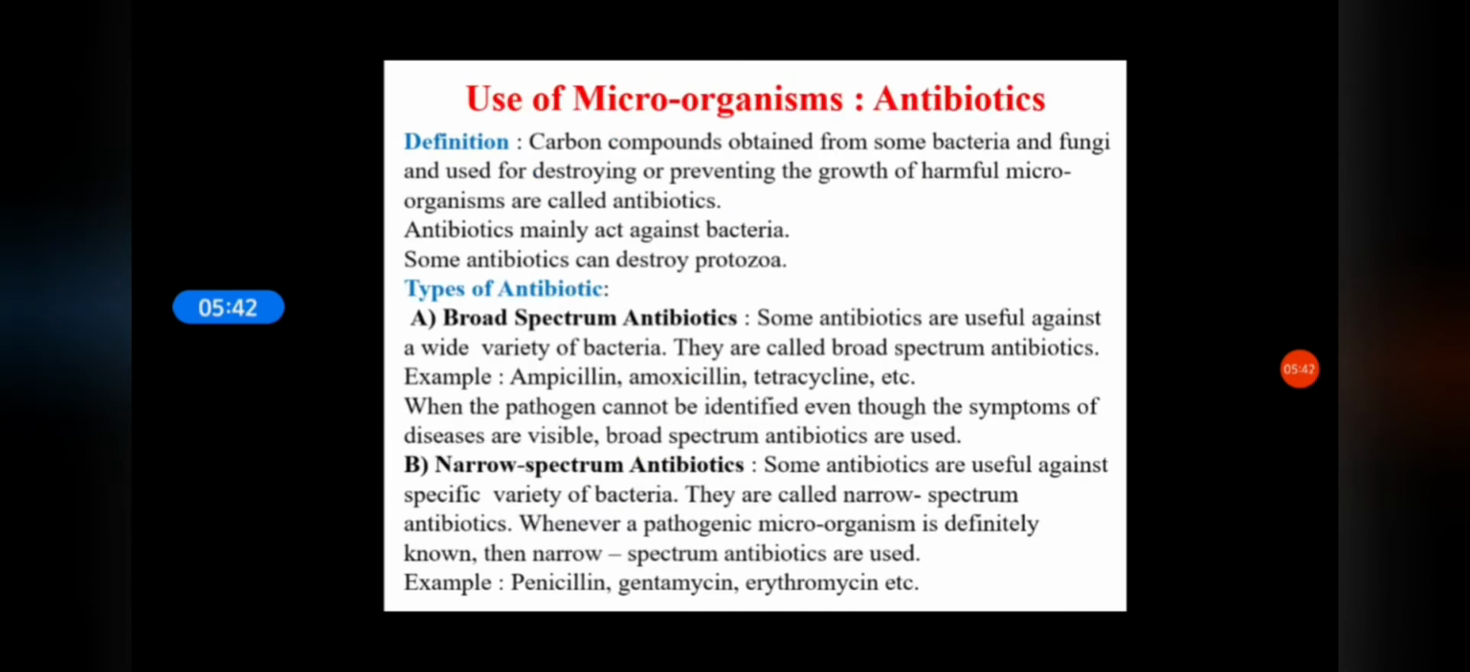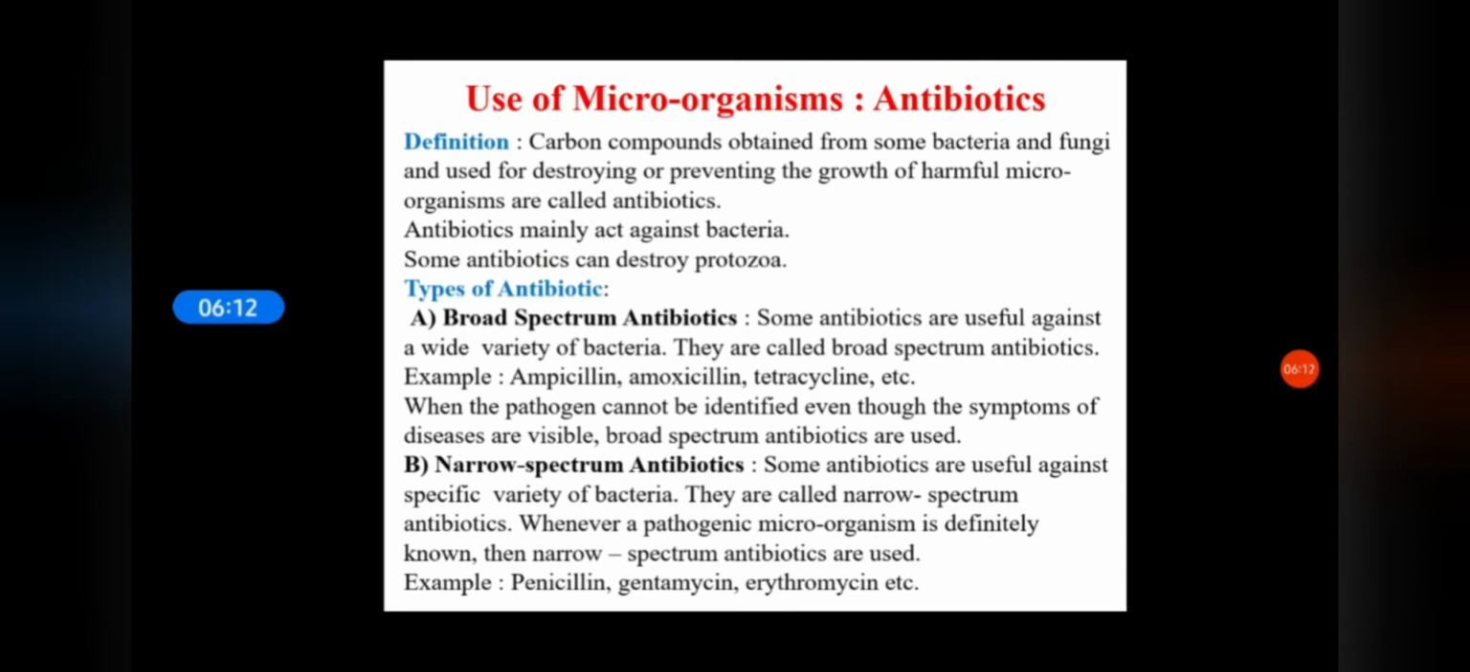The most important role of microorganisms is antibiotic production. What do we mean by antibiotics? The carbon compounds obtained from some bacteria and fungi, which are useful for destroying or preventing the growth of other harmful microorganisms, are called antibiotics. Antibiotics mainly act against bacteria, but some of them can also destroy protozoa.